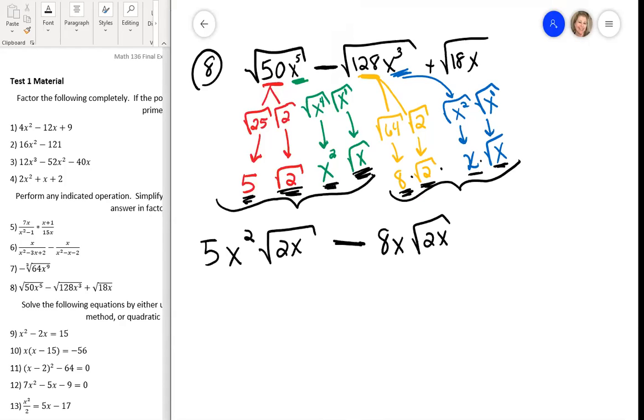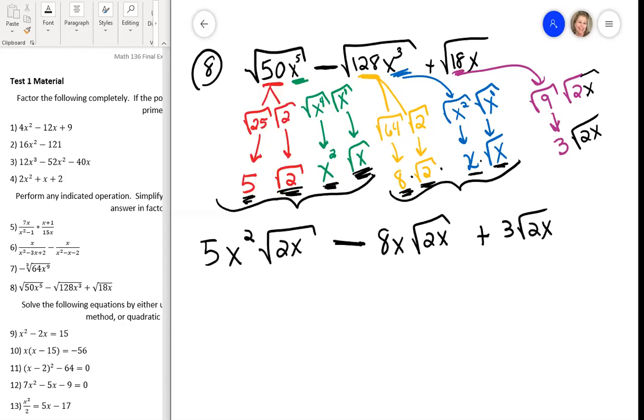And then the last one has an 18 and an x. The 18 I can break down to be the square root of 9 times the square root of 2. I'm looking for square rootable numbers, and the square root of 9, that's 3. And this x is under the radical, and I can't break that down. That's just x to the first. You cannot take the square root of an x. So I still have the square root of 2x next to that. So I would add to it plus 3 times the square root of 2x.